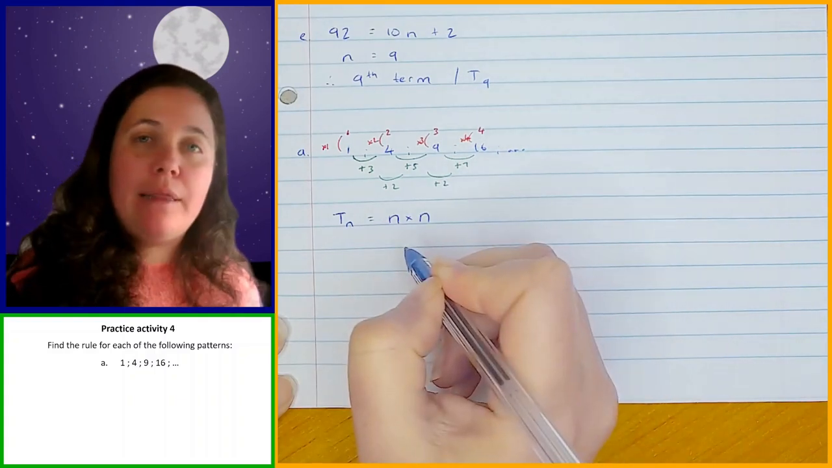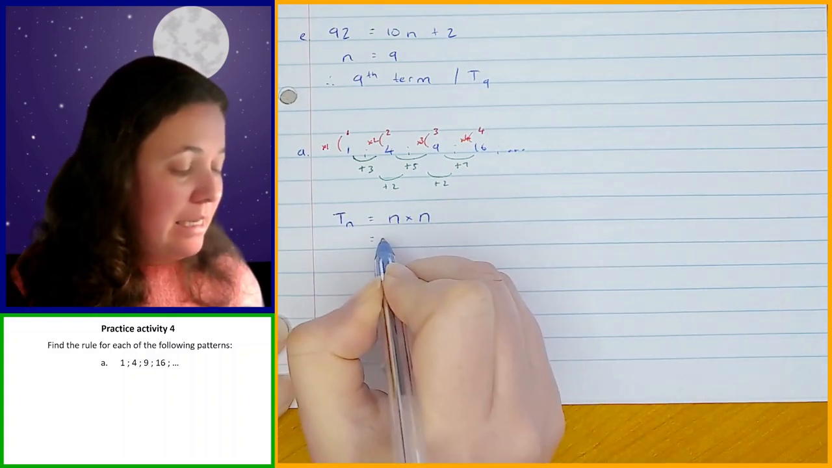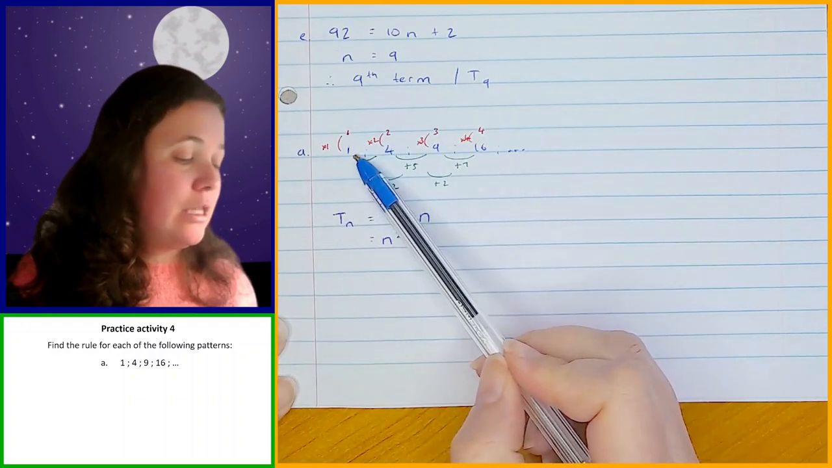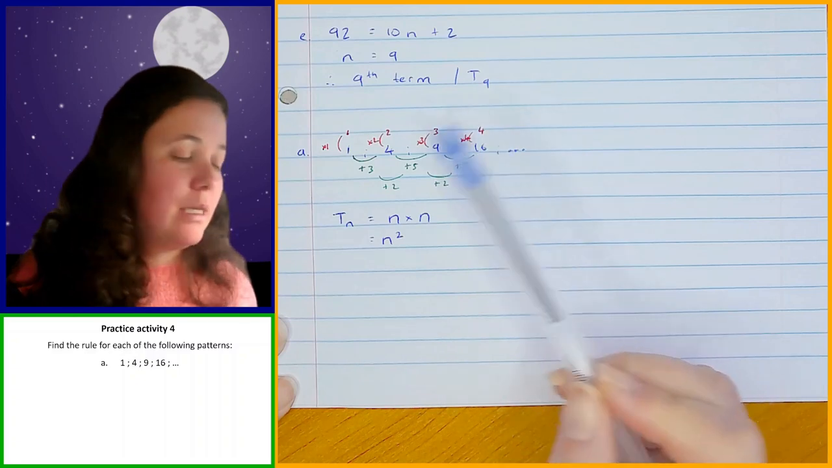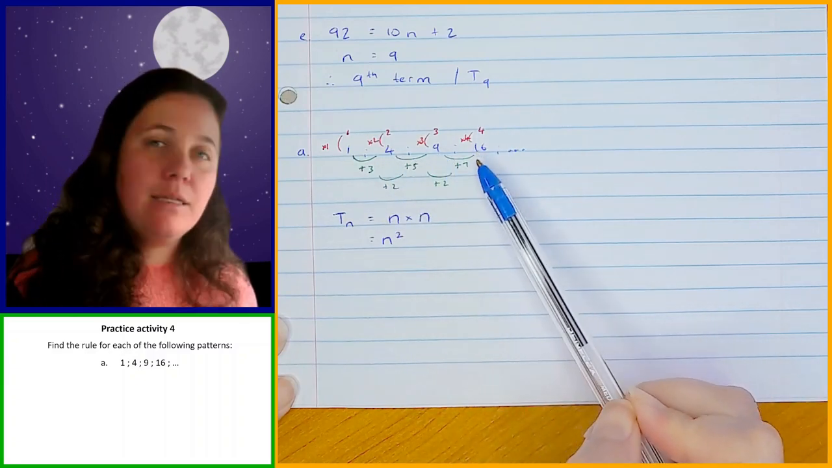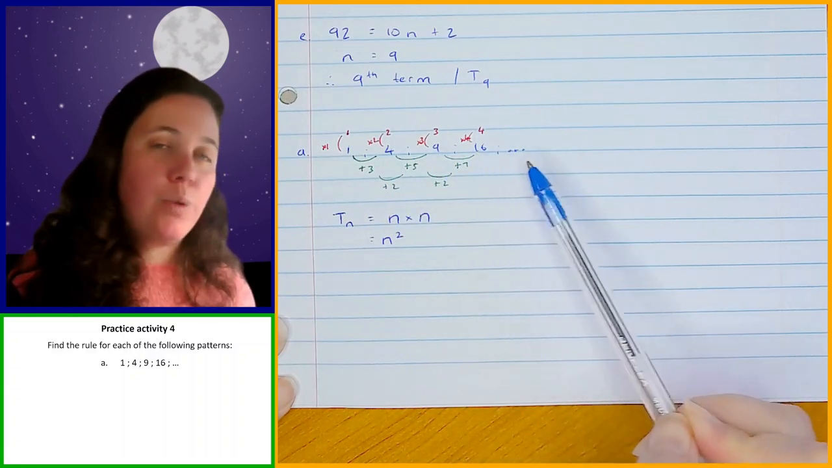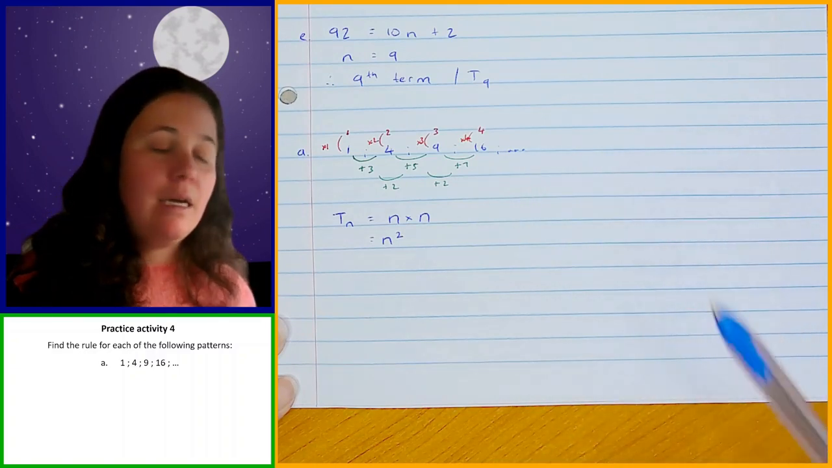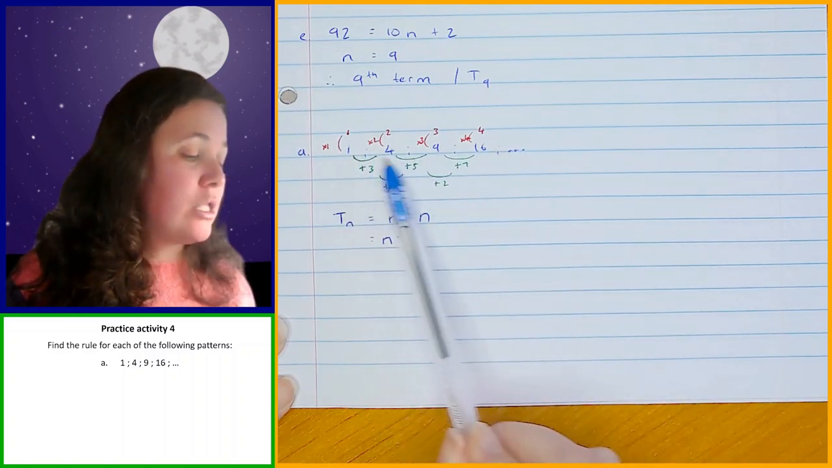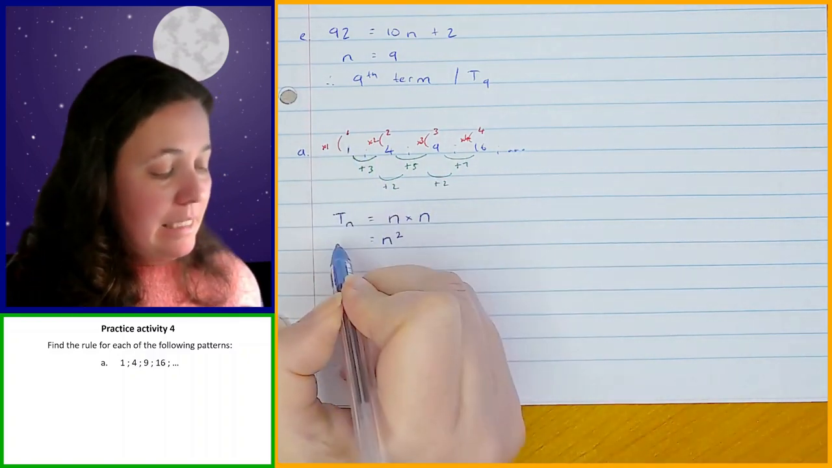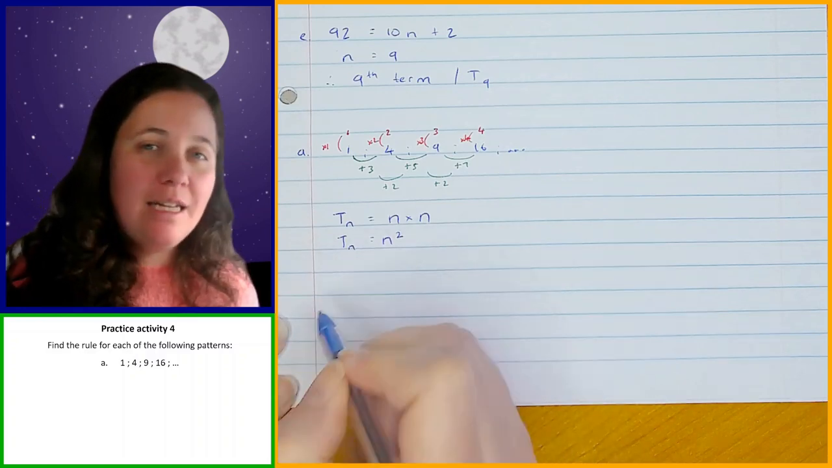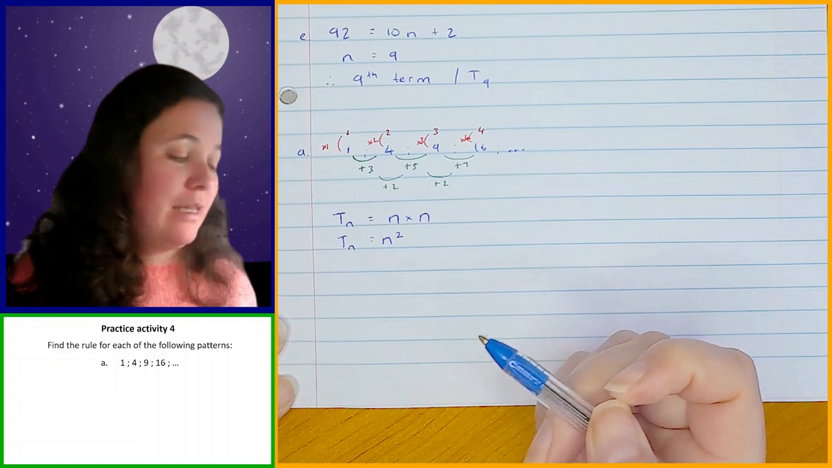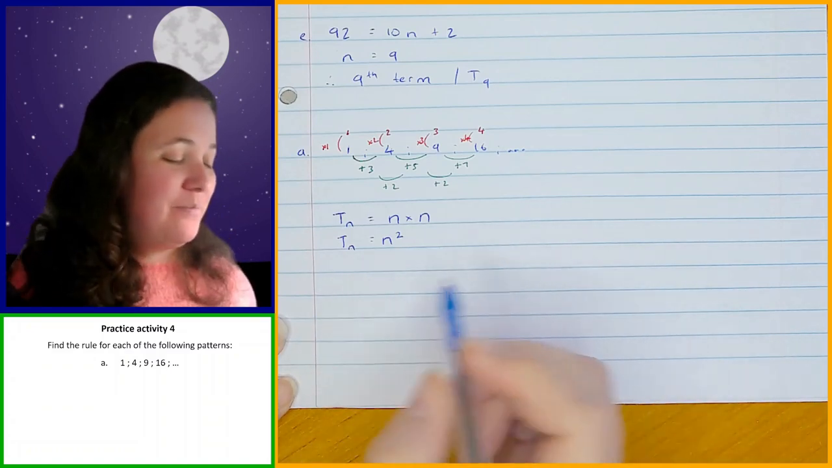Now, how else could we write that? We could also write that as n squared. So if you look at this, you might have noticed that these are our square numbers. 1, 4, 9, 16, and if I carry on going, I would get 25, 36, 49, 64, and so on. So these are our square numbers. So tn is equal to n squared. Now, if you didn't get that, don't worry too much. It was a tricky one. It's the first time you've seen one like that. Okay, but if you did get it, well done.